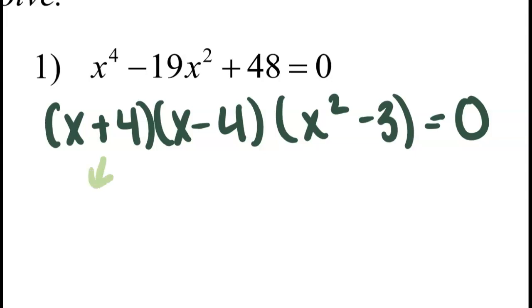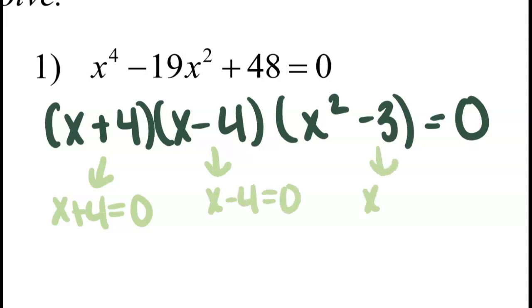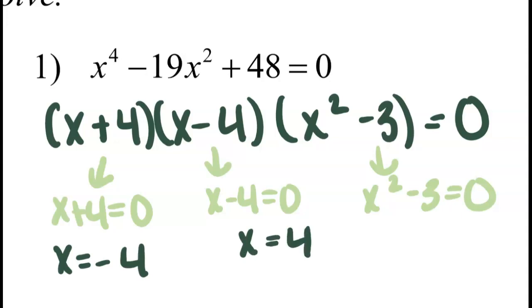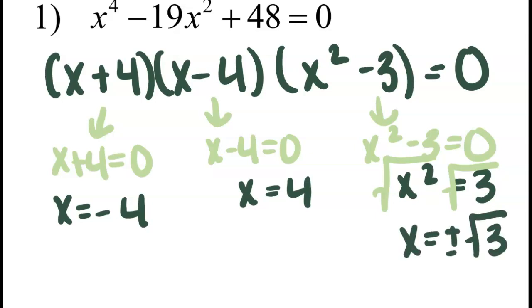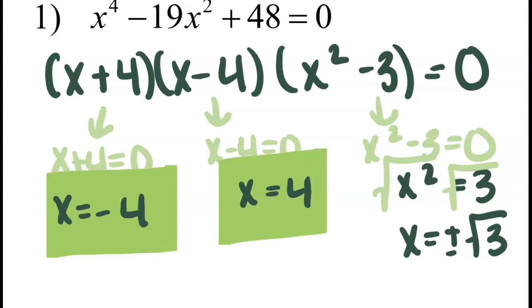Solving, taking each set of parentheses and setting it equal to 0. So I get x equals negative 4, x equals 4. Here I've got to add the 3 and now take the square root. So x equals plus or minus the square root of 3. Now I was degree 4, so that told me I needed to find 4 solutions, and I've got 1, 2, 3, and 4. Plus or minus gives me those other 2.